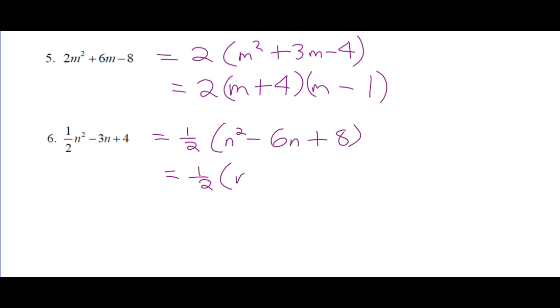So we got the 1/2, I got an n. They're both minus, right? Okay, last term is positive. Need two numbers to multiply to 8. Since it's a positive 8, they're both the same sign. Sorry, they have to add up to 6, right? So what are they? 4 and 2. Okay, so n squared minus 2n minus 4n is minus 6n plus 8.